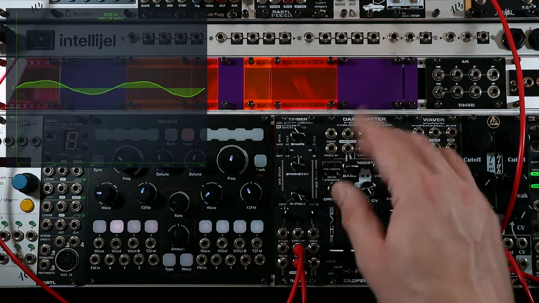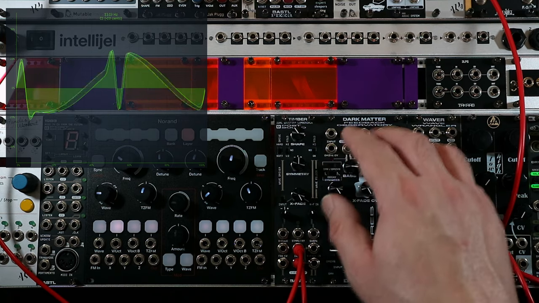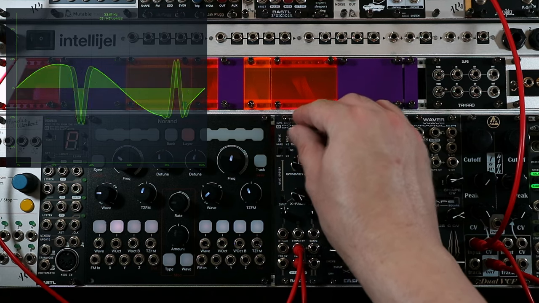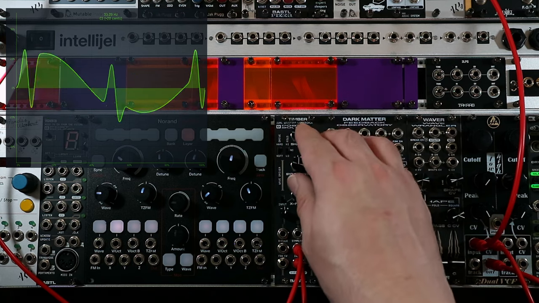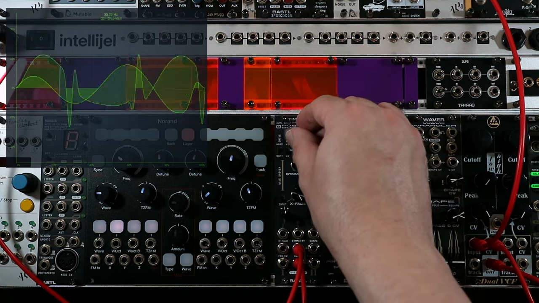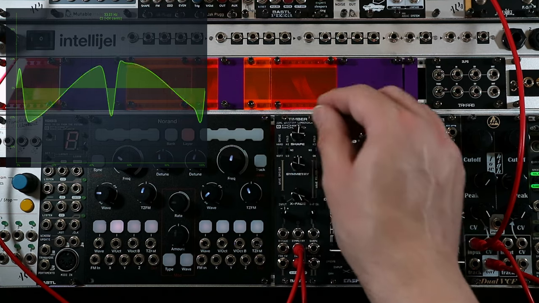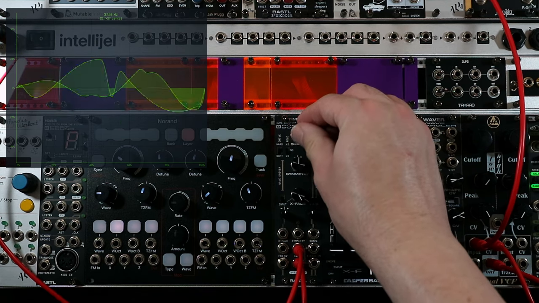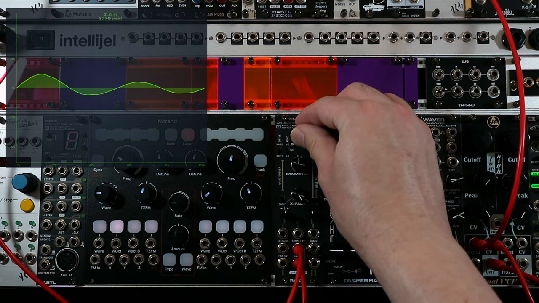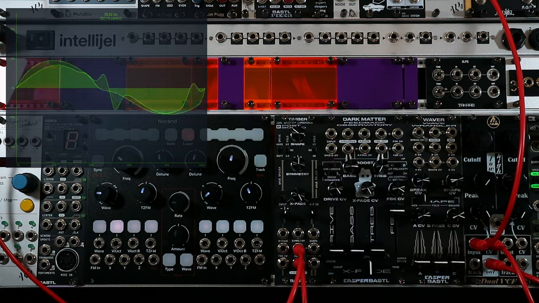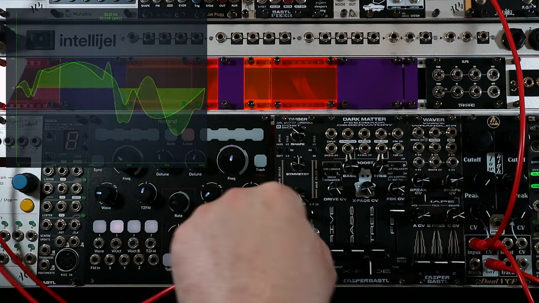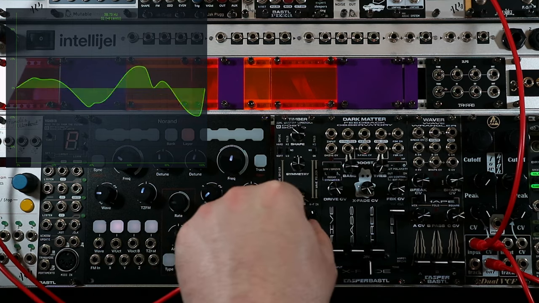Pretty complex, almost like quintuplets or something. And then up at the top, we're basically clipping it again. And if we take a slow LFO that's also tempo synced, we could put that into the shape control.